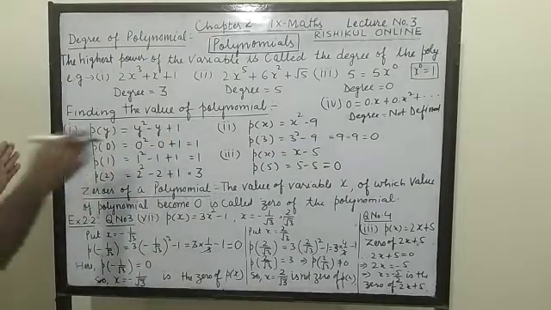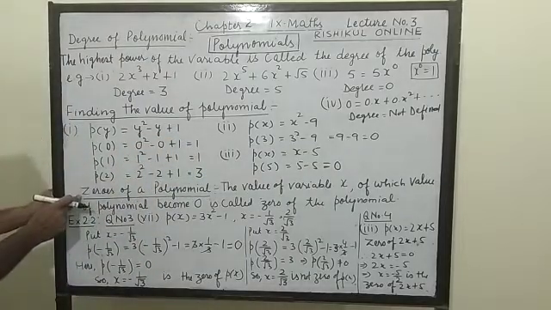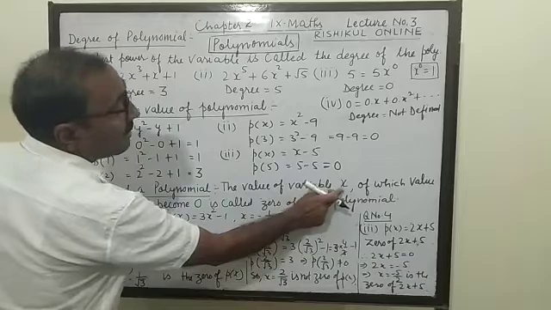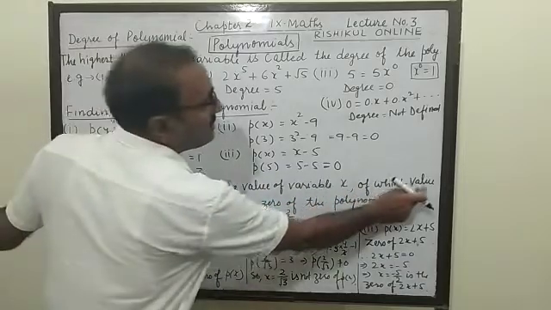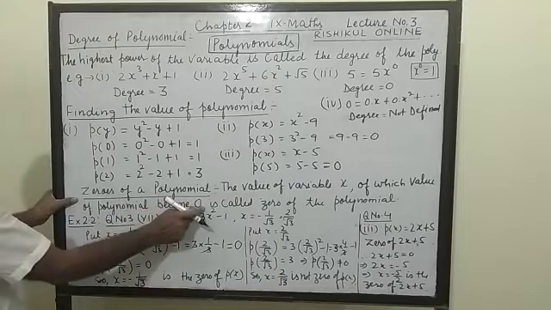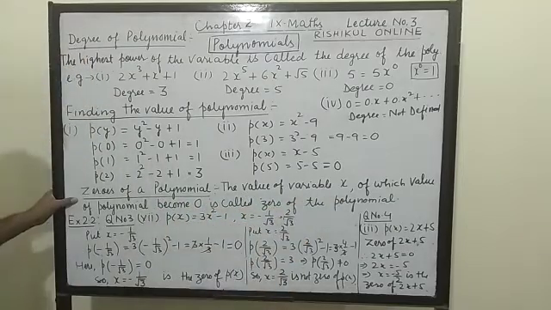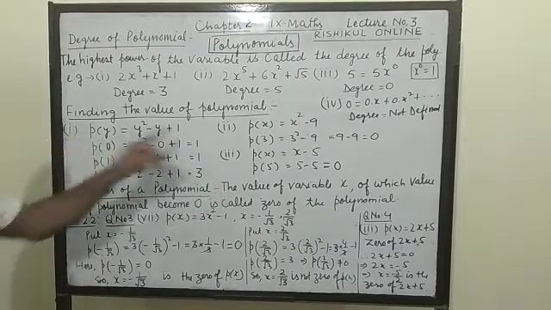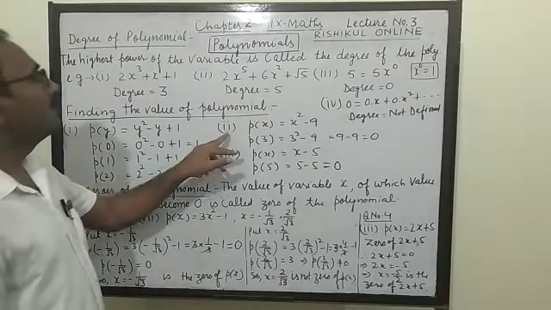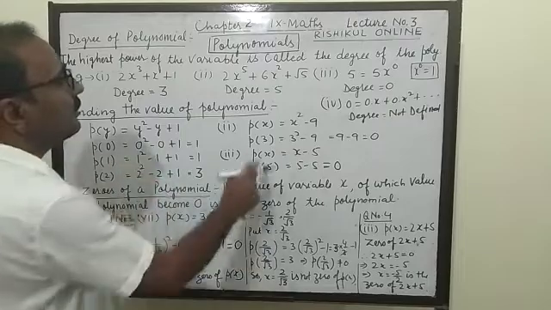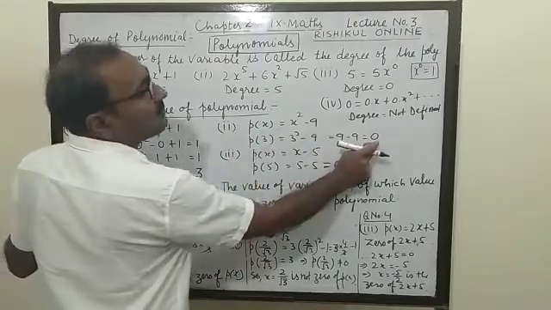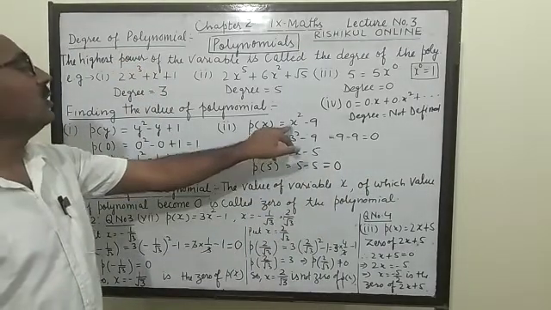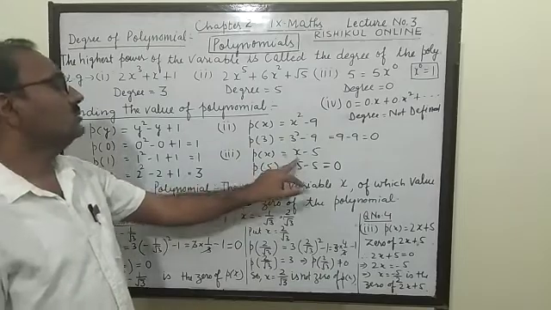Observe these three examples and see very attentively the zeros of a polynomial. The value of the variable x or y for which the value of the polynomial becomes 0 is called the zero of the polynomial. In the second and third examples, you observe that after putting the value of x, the polynomial becomes 0. So 3 is the zero of this polynomial and 5 is the zero of this polynomial.